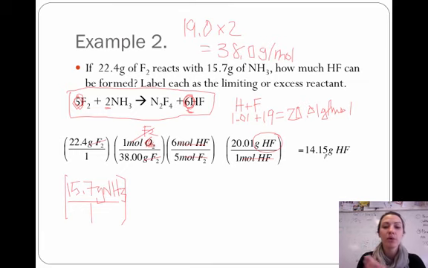The one that produces more, there's going to be extra of. So that's going to be your excess reactant. All right, finish that out, and we'll go over it tomorrow in class.